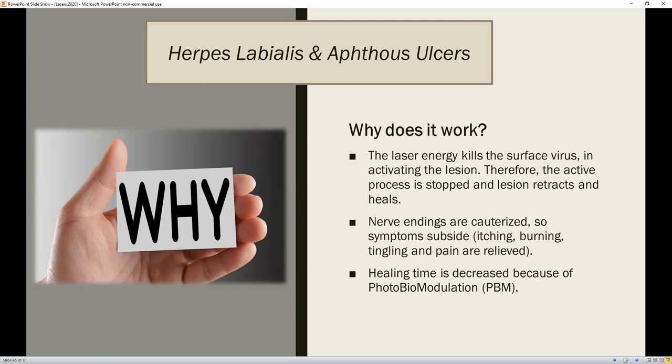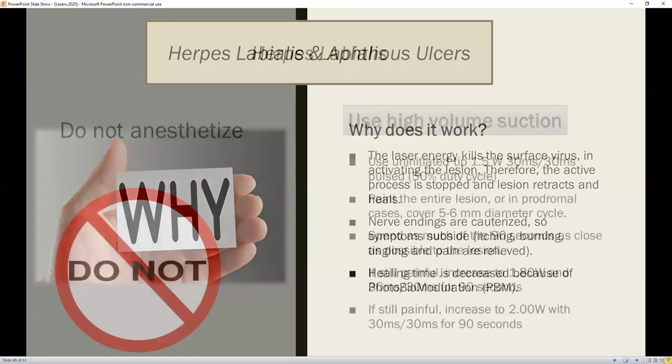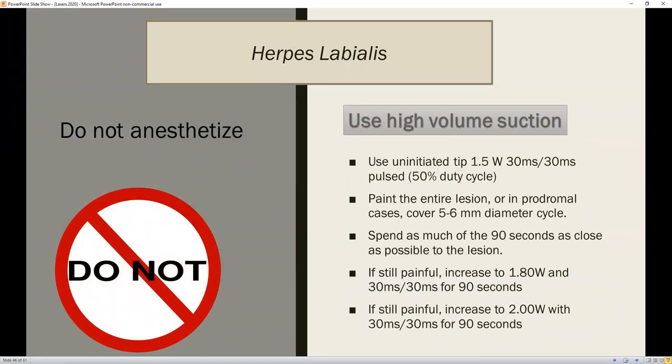Now with this, you have to be careful of what we call the plume, right? If the light's hitting tissue and it gives off some sort of invisible aerosol, that is the plume, and that can get into the patient's nose, the patient's eyes, your eyes, and other areas, and can inoculate another area. The nice thing with the herpetic lesion, though, is that it's very effective. You don't anesthetize. You need to use a high volume suction. It's recommended to use that whenever you're using a laser.